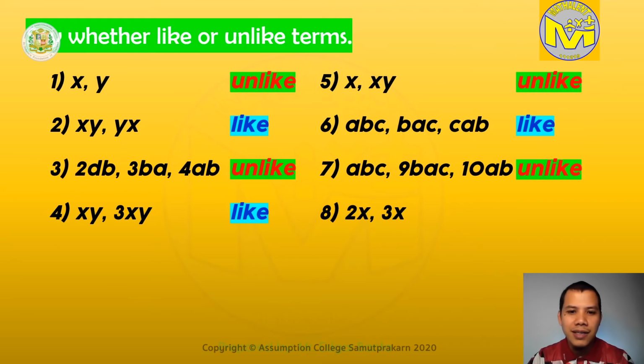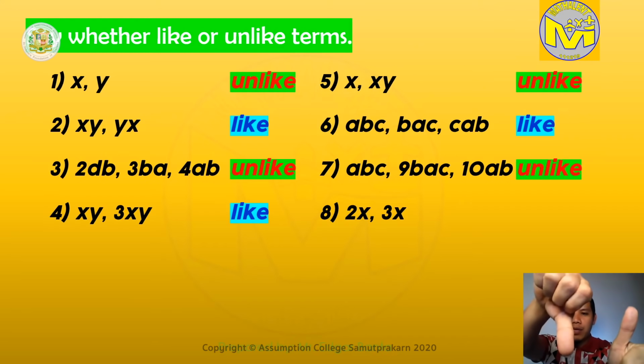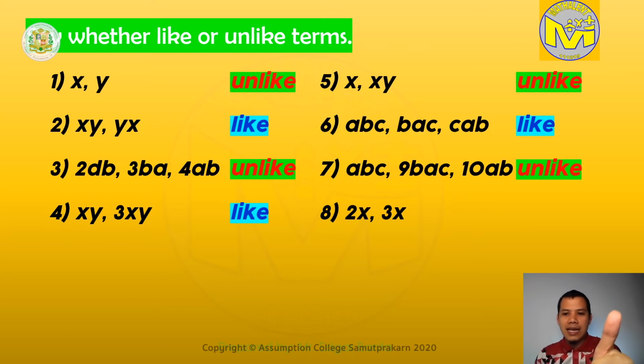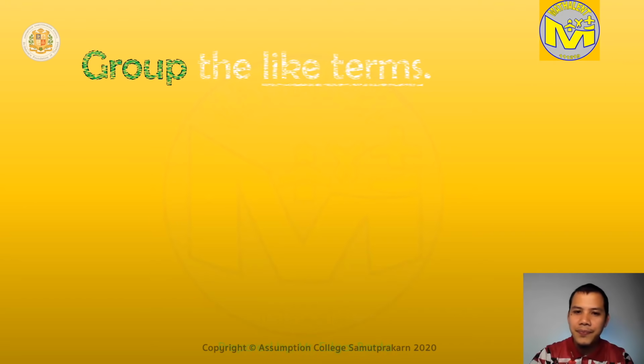Good. Number 8. Wow, just the x. We have 2x and 3x. What do you think? Like or unlike? They are like terms. Like terms. Good. Let's go to the next slide.